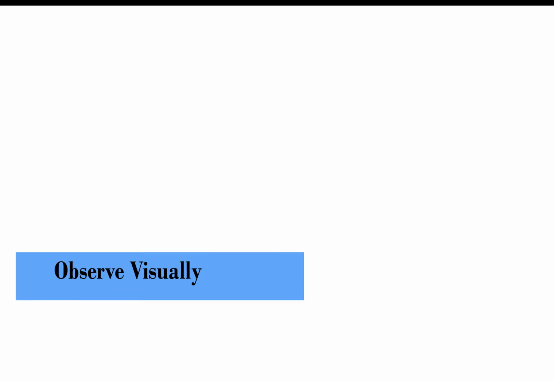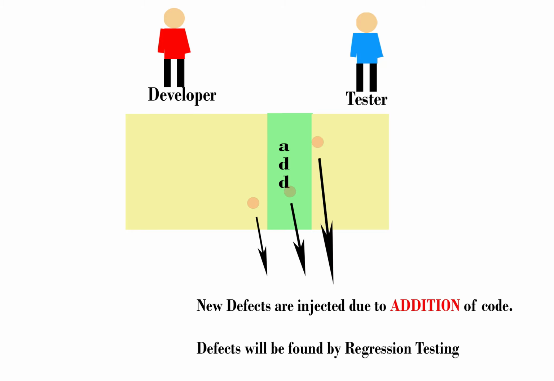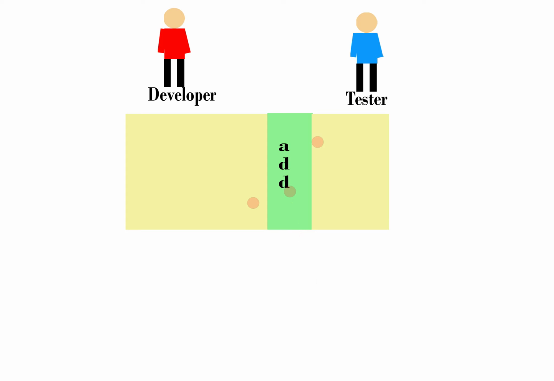Let us closely observe visually what happens in each of these cases. Case 1. New feature is added to the code. There is a new addition in the requirements. Developer adds some features to the code. Because of the addition, there can be new defects which we do not know, represented in light red color. These new defects, because of the additions, can only be found if we run the regression suite, which is nothing but collection of regression test cases.